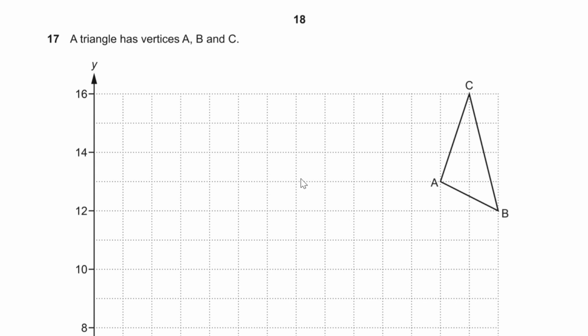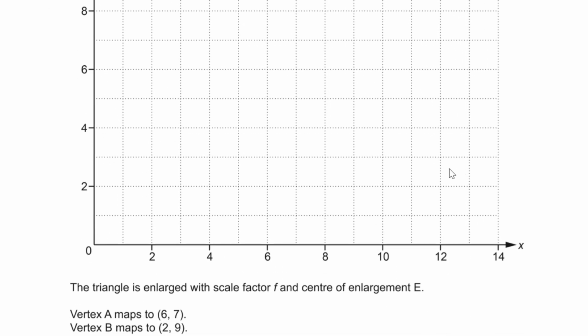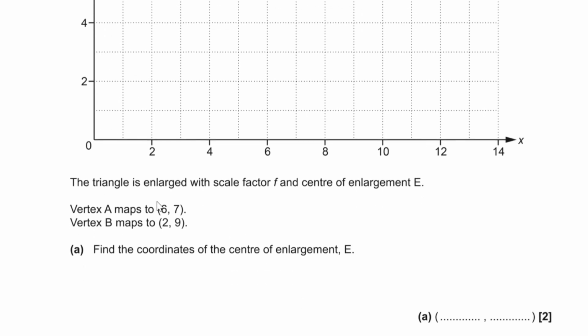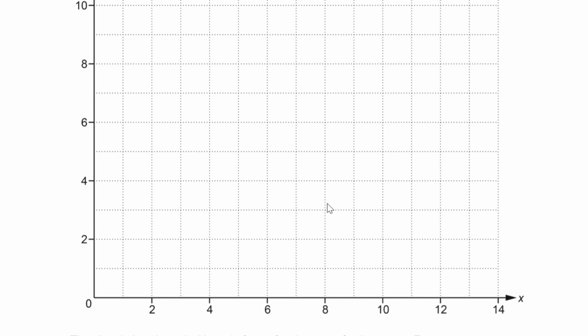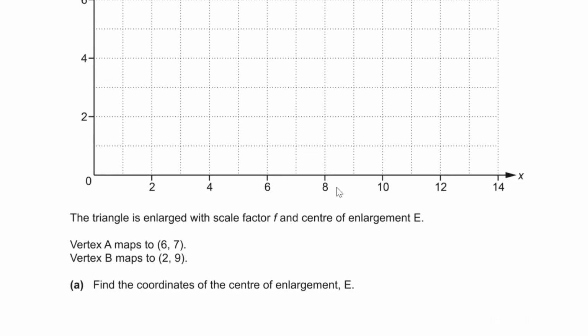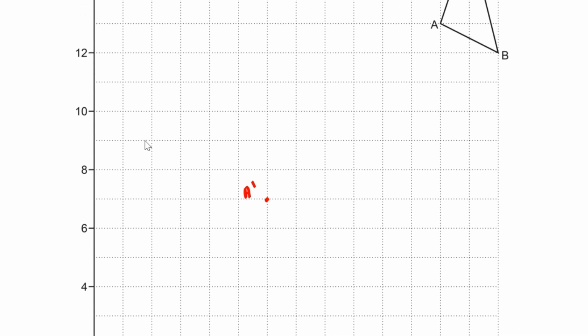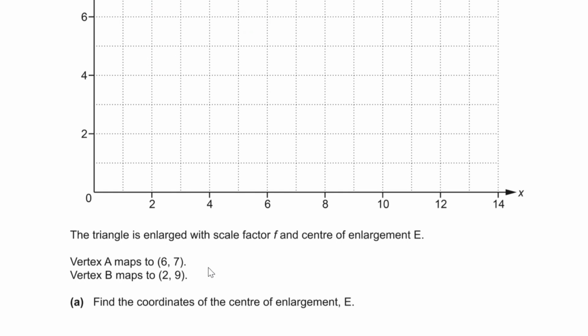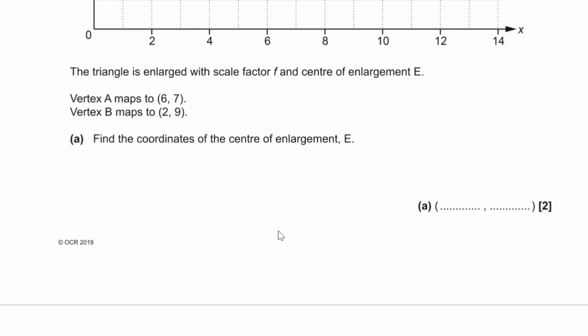Question number 17. We've got a triangle here with vertices A, B and C, and it's enlarged with a scale factor F and centre of enlargement E. A is mapped to 6, 7, so 6 across 7 up, that's over here, so we'll call this point A dash, and B is mapped to 2, 9, so 2 across 9 up, that is over here, so we'll call this point B dash, and we have to find the coordinates of the centre of enlargement E.